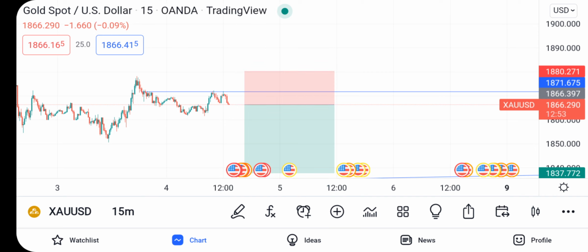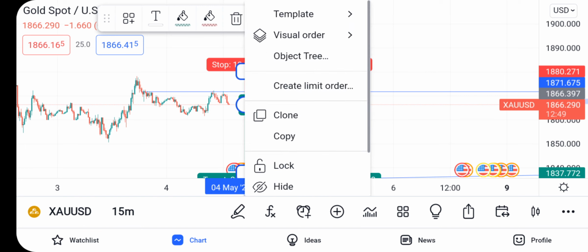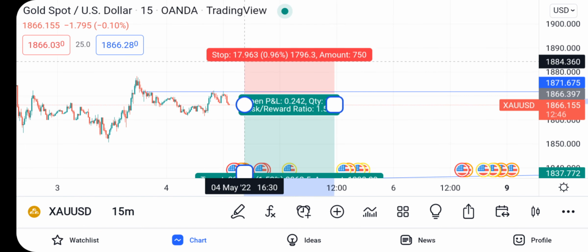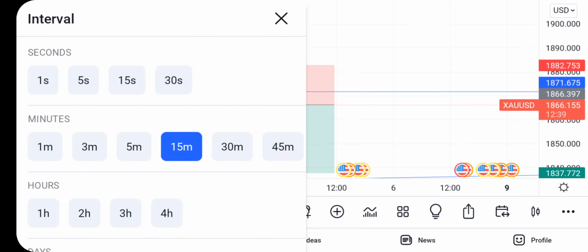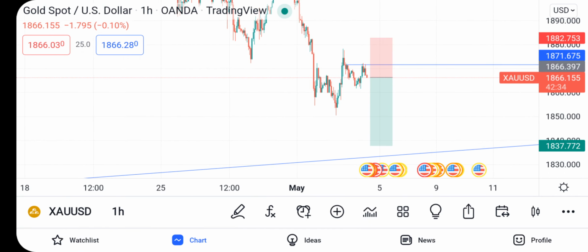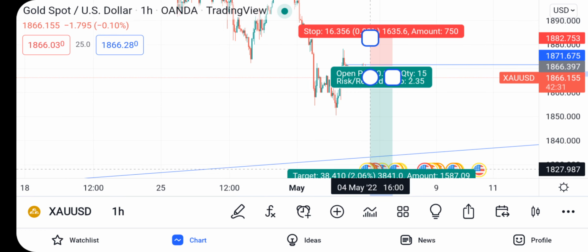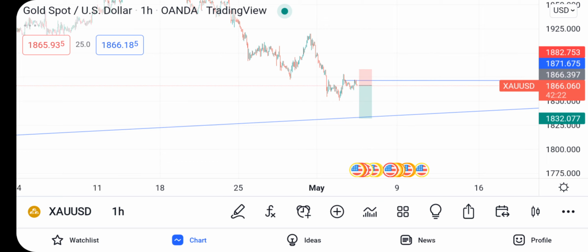Because we are on a 15 minutes time frame here, but I can increase a bit so that I give my trade a breathing room. So let me go to 1 hour. I want to show you how I expect this to happen. This will be my first target, because I also respect this trend line.